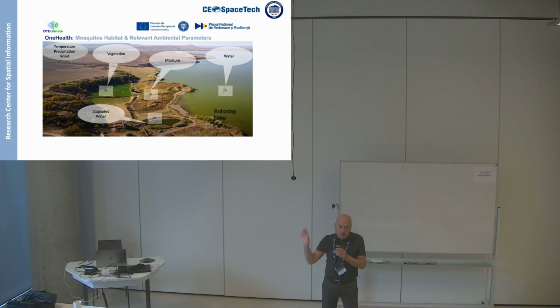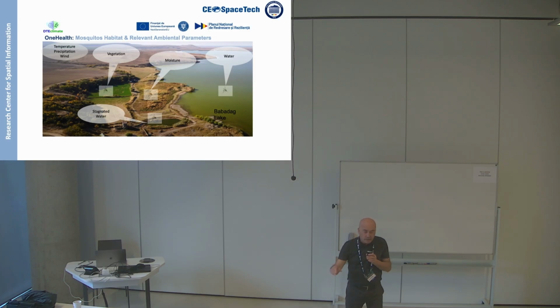So what could be a habitat of mosquito? A habitat of mosquito could be something where there is a lot of vegetation, there is water, stagnated water, there is humidity, there are conditions like meteo conditions, like precipitation, wind, temperature. And based on this kind of mini scenario, using the tool I will open to you, generate your own scenario, your own toy project, let's say, and develop it.